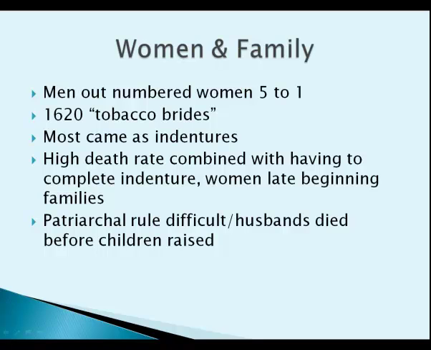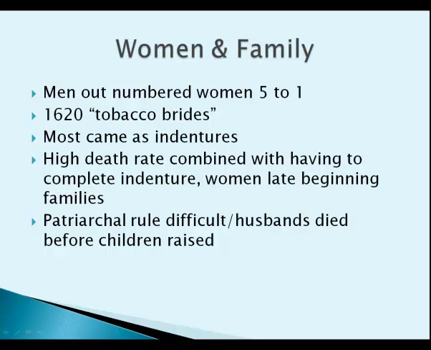So in 1620, just a few years after the settlement, they start bringing over women they call tobacco brides. They brought them over as indentures to marry the tobacco farmers. But with the high death rate combined with having to complete an indenture, women didn't begin their families till quite late. Even if they came over at 16, 17, 18, they'd be in their middle to late 20s before they could start. And of course, the patriarchal rule was very difficult.